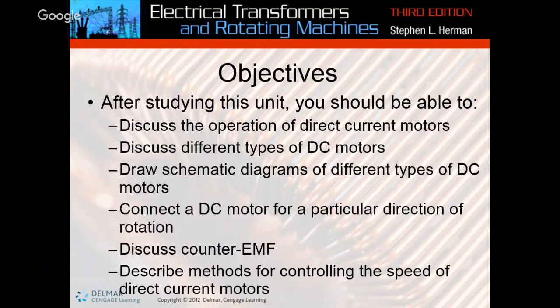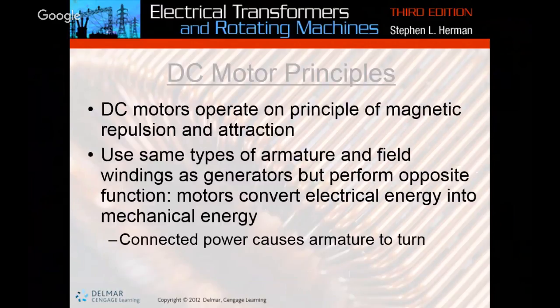So, objectives. After studying this unit, we should be able to discuss the operation of a DC motor, discuss the different types of DC motors, draw schematic diagrams for the different types of DC motors, connect a DC motor for a particular direction of rotation, discuss counter EMF, and describe methods of controlling speed of DC motors. Okay, that's what we're going to do. So let's talk about this real quick. DC motor principles.